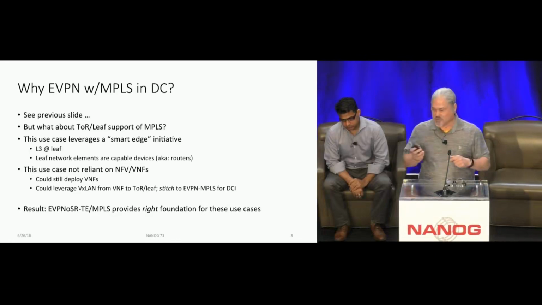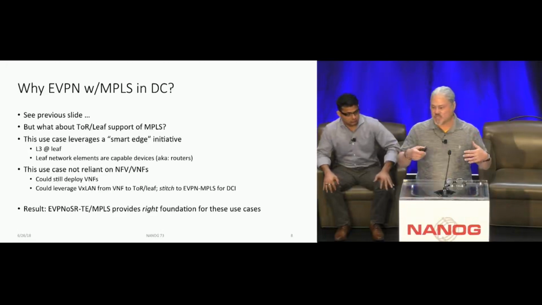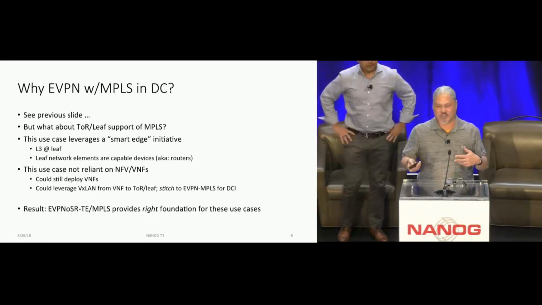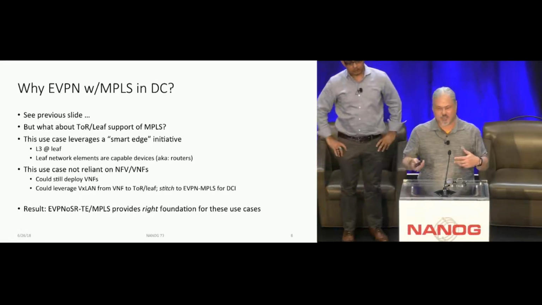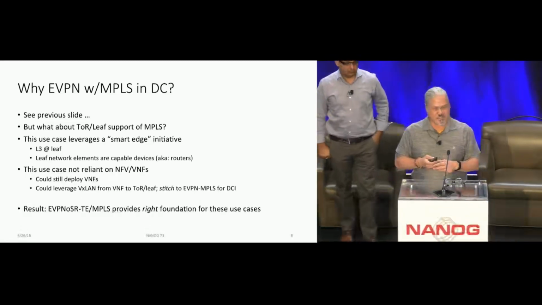To wrap this up, I'll kick it over to Mohammed to cover the more interesting stuff. I have a pretty long acronym there, but that's basically what the use case resulted in. It's EVPN over segment routing using traffic engineering with MPLS in the data plane. It's pretty much a mouthful, but that's the basis for the use cases.